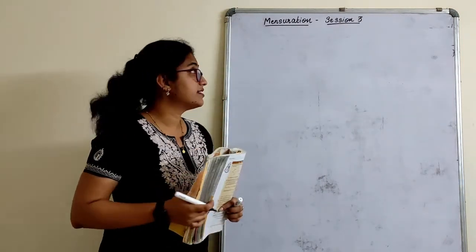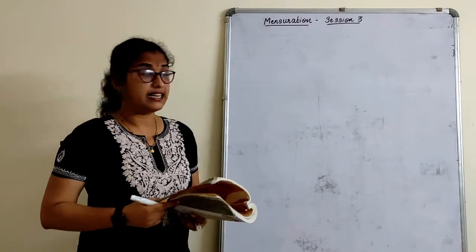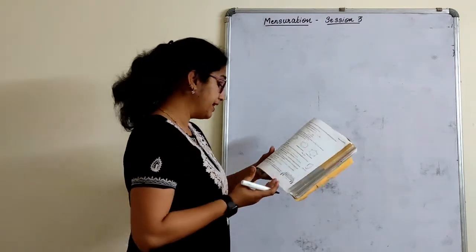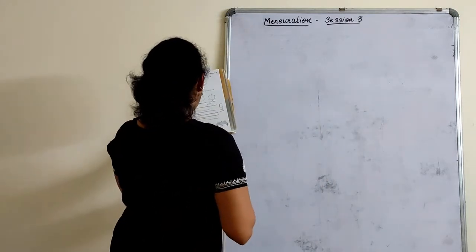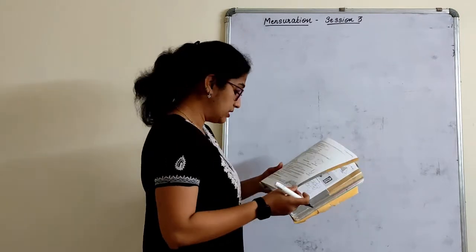Good morning. We will start session 3 on chapter mensuration. We'll begin with the next exercise. It's again based on areas and perimeter of the given plane figure. Here it's more about trapezium, quadrilateral and rhombus, what we just see here.